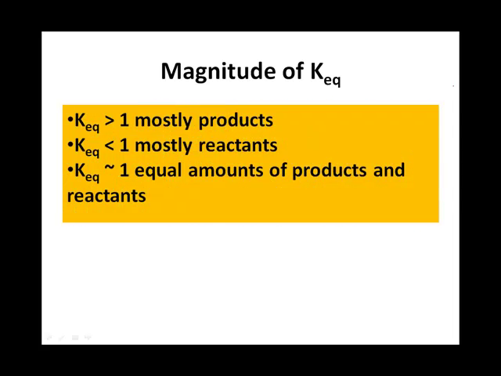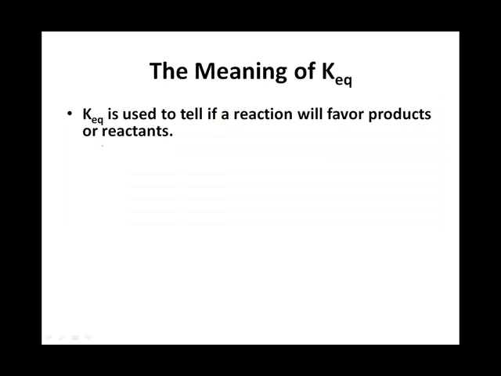So what do these numbers actually mean? Well, if you have a KEQ greater than 1, you get mostly products. The way I remember that is this right here. This arrow is pointing in the direction of the products. When KEQ is less than 1, you get mostly reactants. In other words, the position of the equilibrium is on the reactant side. If you have KEQ roughly about 1, then you are at a point where you're not favoring the products and you're not favoring the reactants. You're somewhere in between. So KEQ is used to tell if a reaction will favor products or reactants.